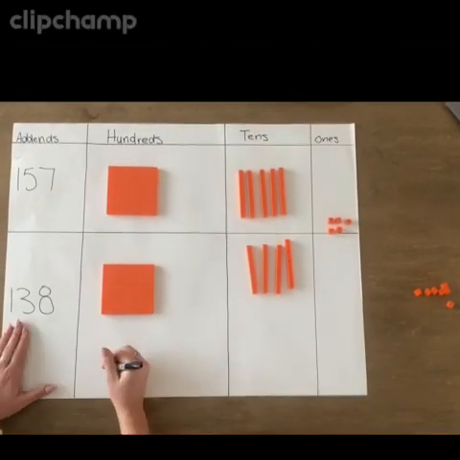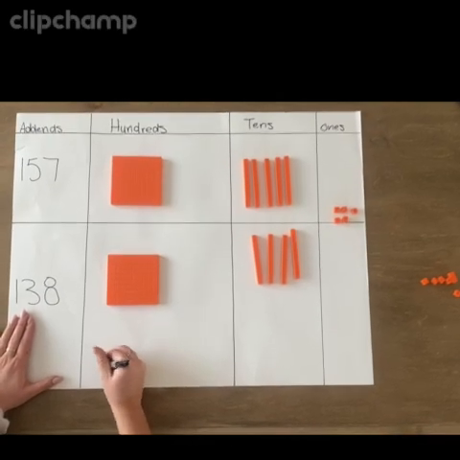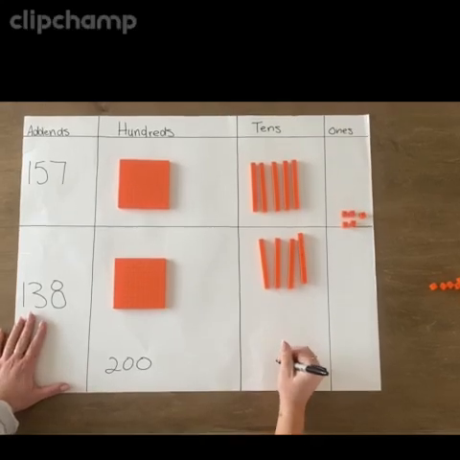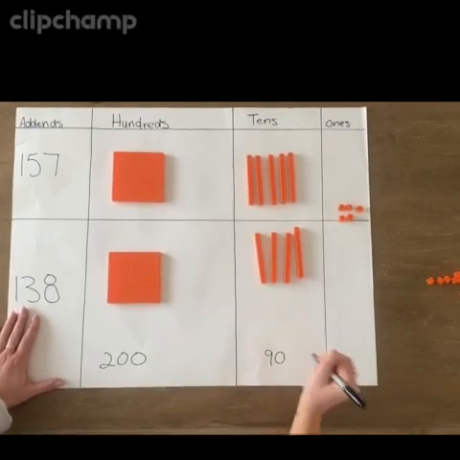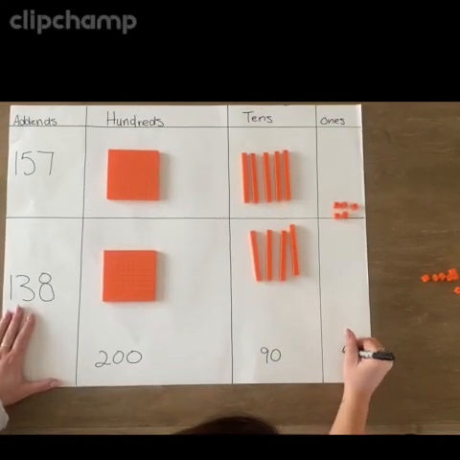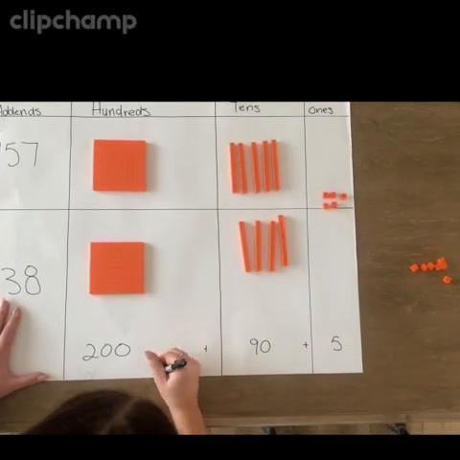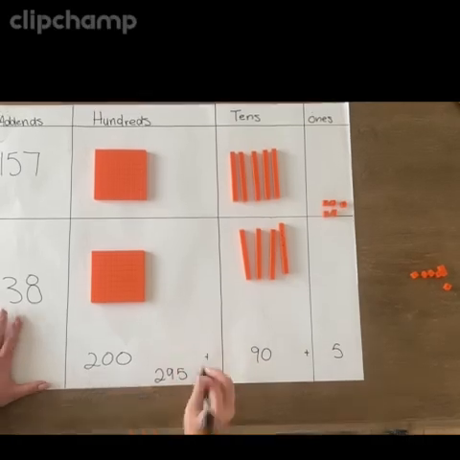So these represent, the hundreds represent 200, the tens represent 90, and the ones represent 5. So when you add those together, you get 295.